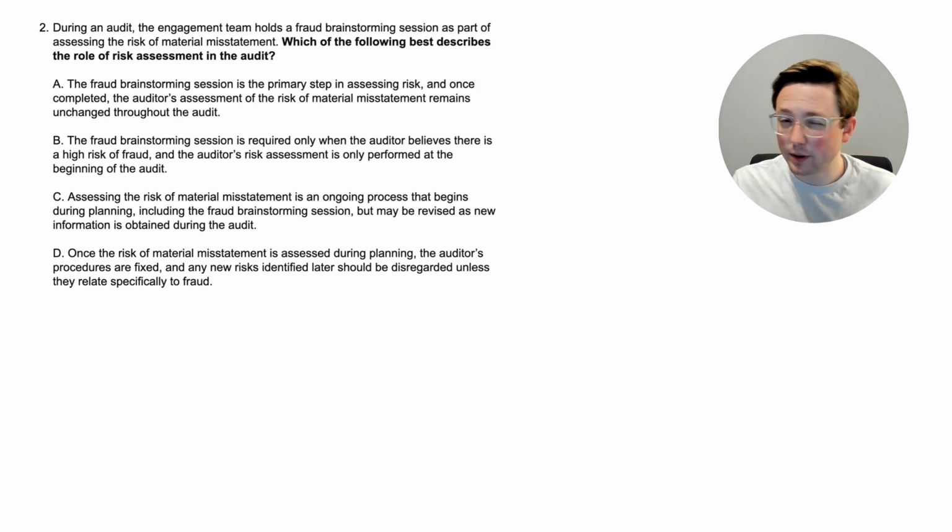Now, I think it's probably pretty obvious which one of these is correct, just based off of deducing, kind of reading through them. If you don't know the answer, that's okay. Go ahead and pause the video if you want to, think through this, and when you're ready, come back, we'll look at the answer together.